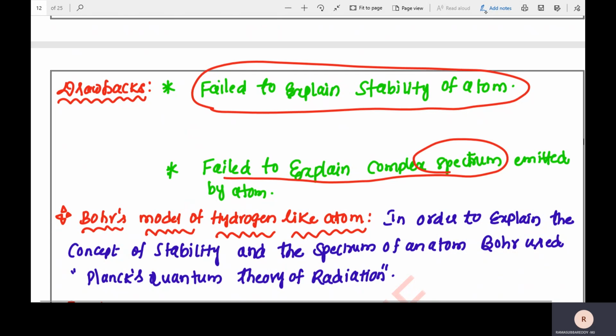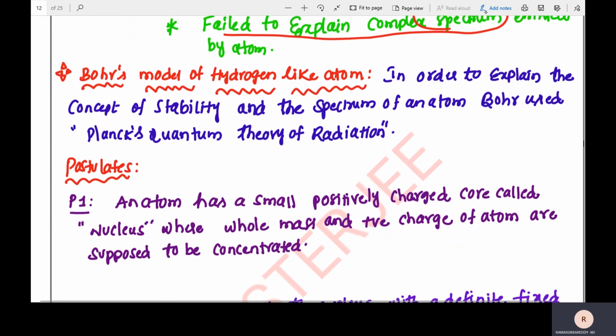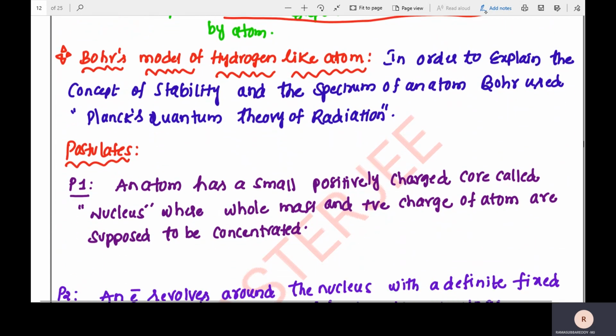Next, we have Bohr's model of hydrogen-like atom. Why do we need Bohr's model of the hydrogen atom? Because in order to explain the stability and spectrum of the atom, Bohr used Planck's quantum theory of radiation. In the Rutherford nuclear model we have two limitations or drawbacks: the stability of the atom is not explained, and the spectrum of the atom is not explained. That too can be explained by Bohr's model of hydrogen-like atom. Here they took Planck's quantum theory of radiation.